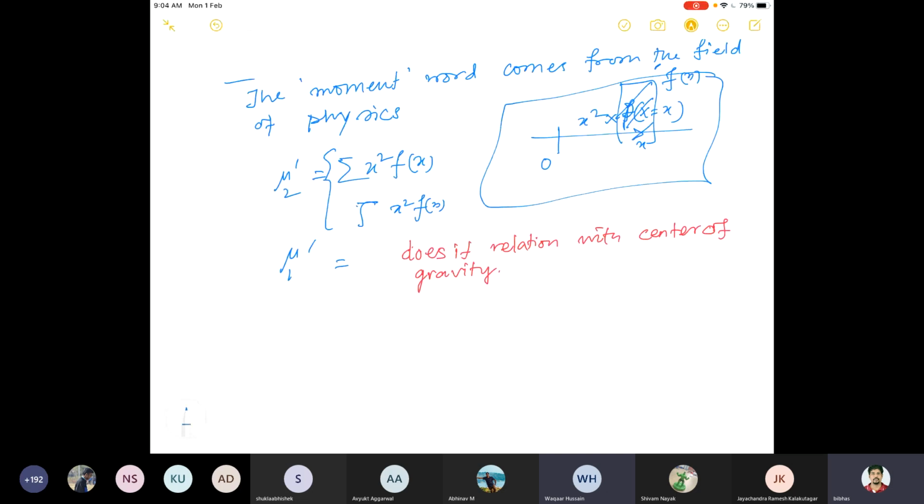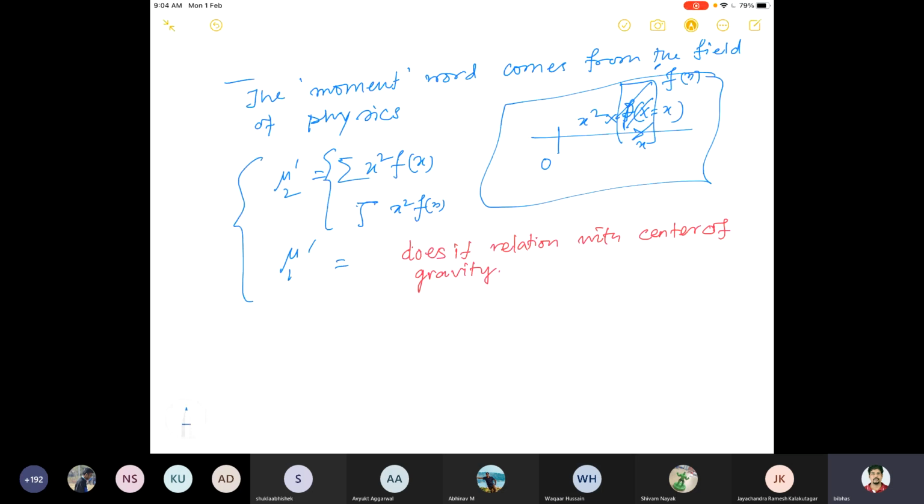Sir, wouldn't it be center of mass? In a complex system, center of gravity and center of mass do not match. Yes, when x is continuous, it is something related to density. Maybe you can write center of mass. Okay, so then the question is, does it make sense when x is continuous?